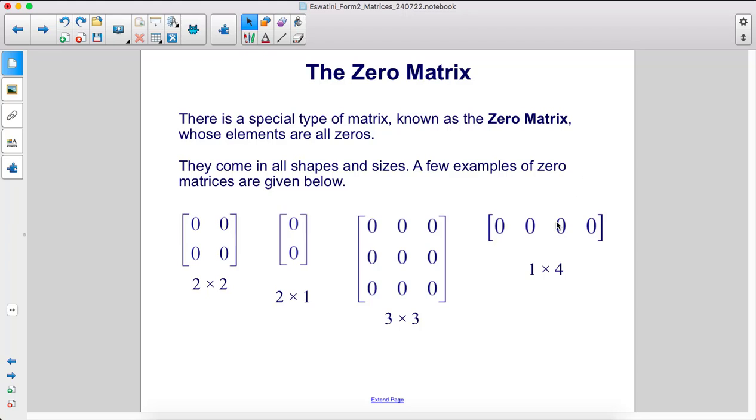There is a special type of matrix known as the zero matrix, whose elements are all zeros. They come in all shapes and sizes. A few examples of zero matrices are given below. This zero matrix has a size of 2 by 2. This is a 2 by 1, 3 by 3, 1 row by 4 columns over here.